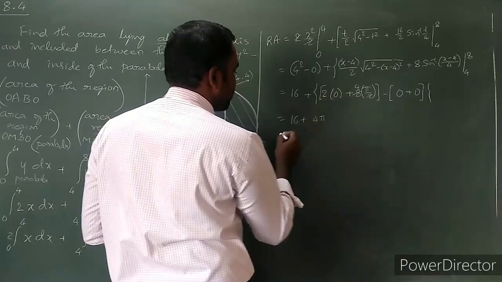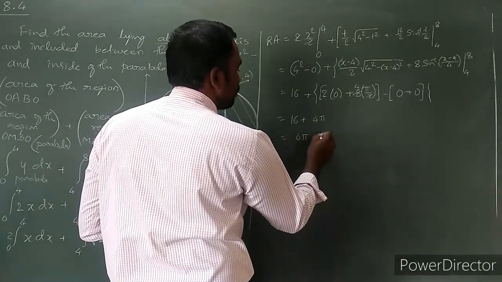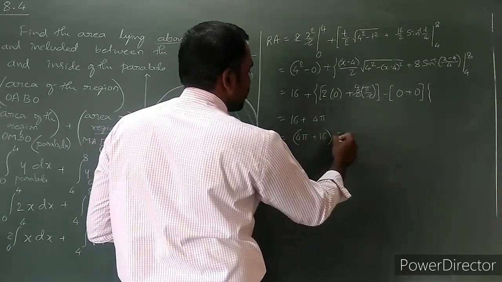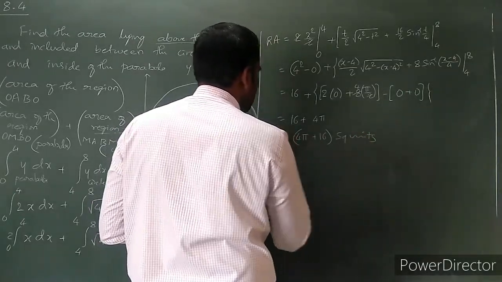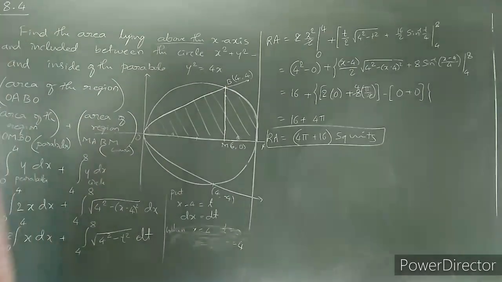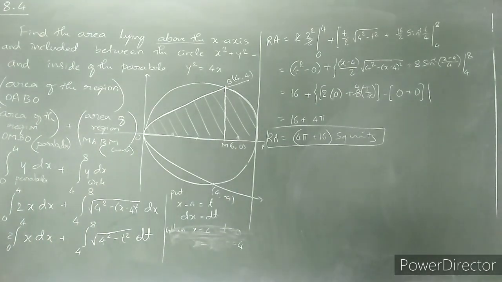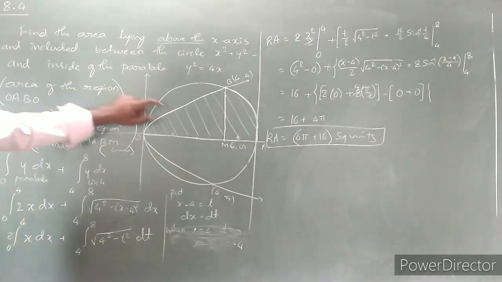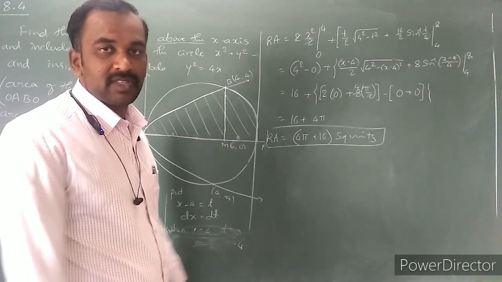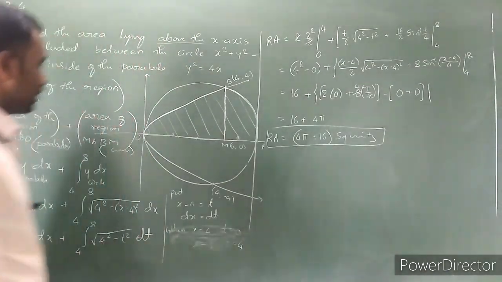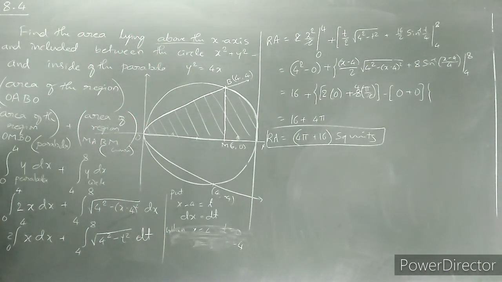Are you clear? All terms are the same. So 4 pi plus 16 square. The required area is equal to how much? The required area bounded by the circle and the parabola y square is equal to 4x is 4 pi plus 16 square units. Is that clear? So hence the answer.